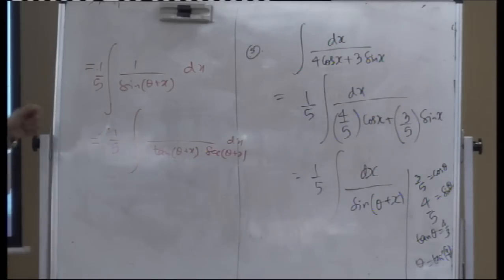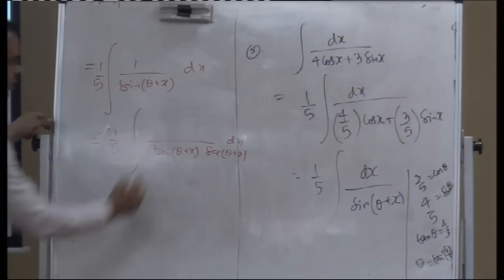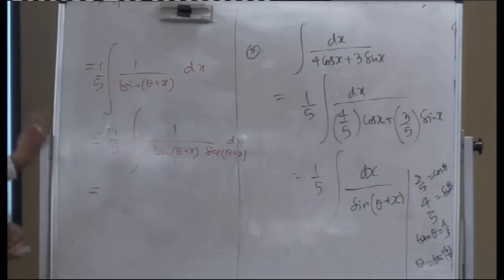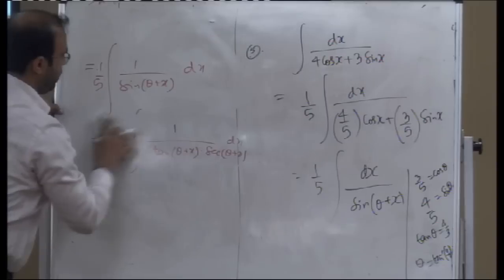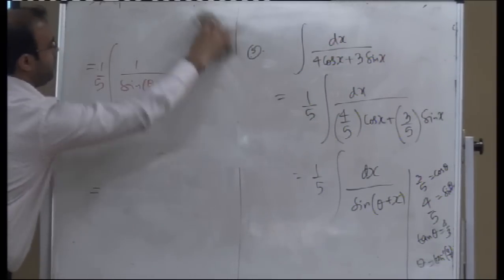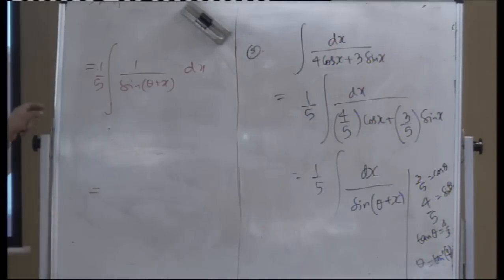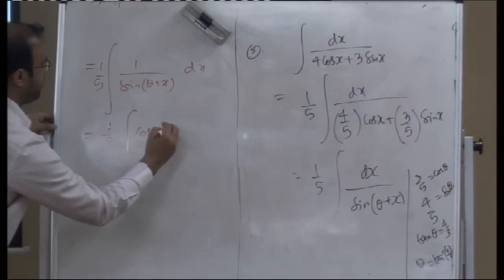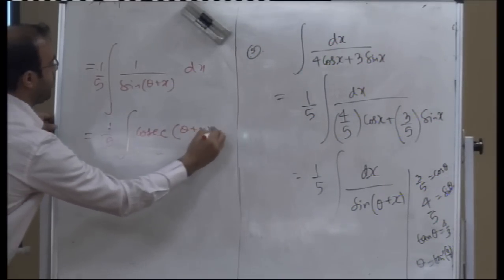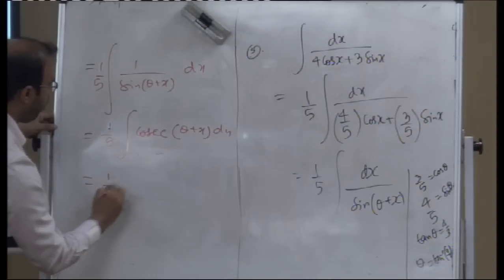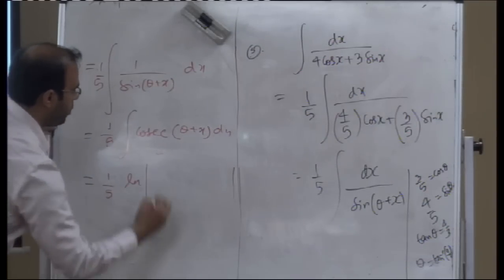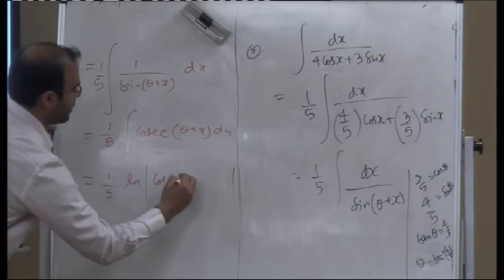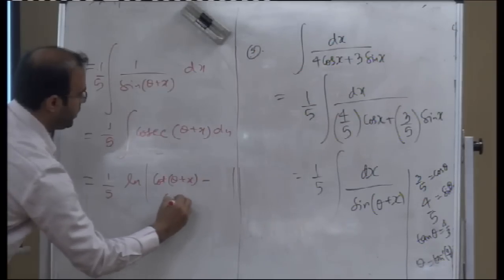Next, I think you should apply the formula first, and later on I will explain how this formula has come. I won't explain it right now. That would be another part which we have to study later on. Right now I will just write you the result. This is actually 1 by 5 log of mod of cot(theta plus x) minus cosec(theta plus x).